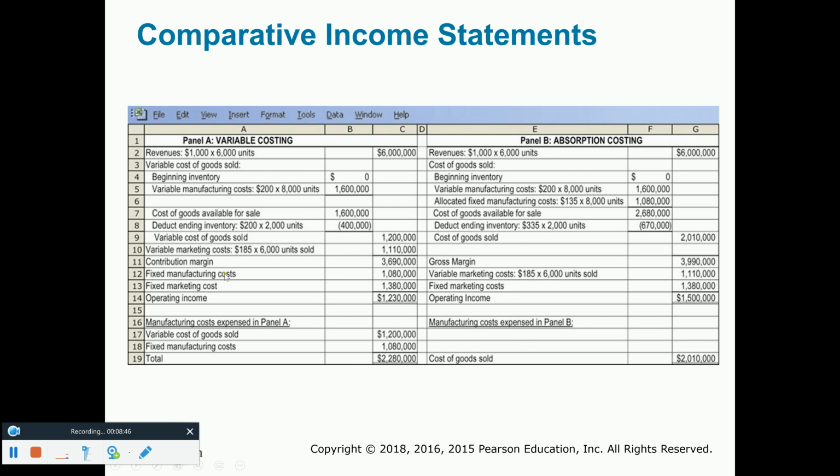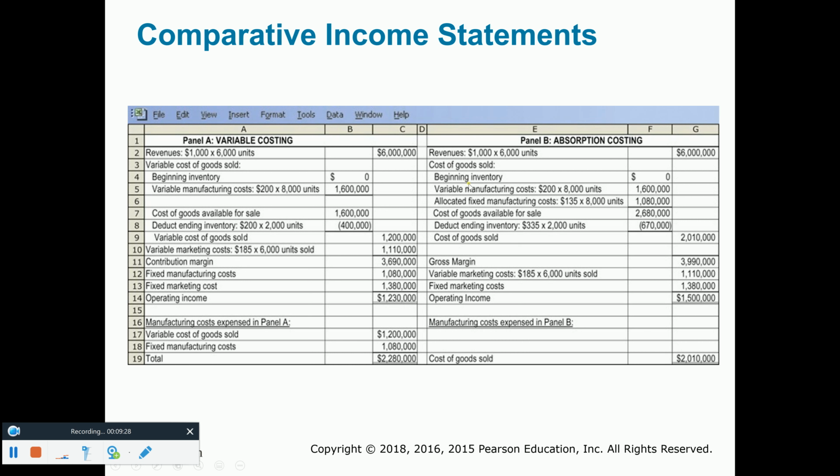And number two, this fixed manufacturing cost of $1,080,000, it's actually broken down into 2 pieces. Basically, the $1,080,000 is broken down between, some of it is in the fixed manufacturing costs, okay, and some of it is in the ending inventory. And I'm going to explain how that works. Okay, so absorption costing. The revenue item you're going to see is exactly the same as with variable costing. We sold 6,000 units at $1,000 each, $6 million. That doesn't change regardless of our costing method.